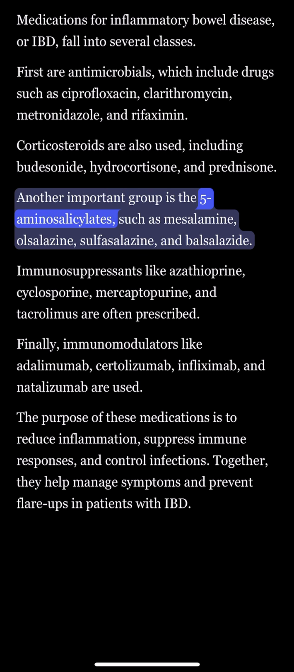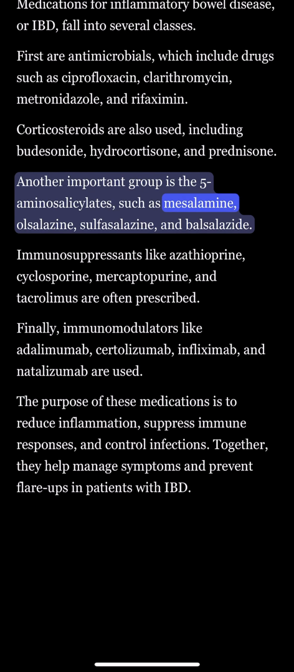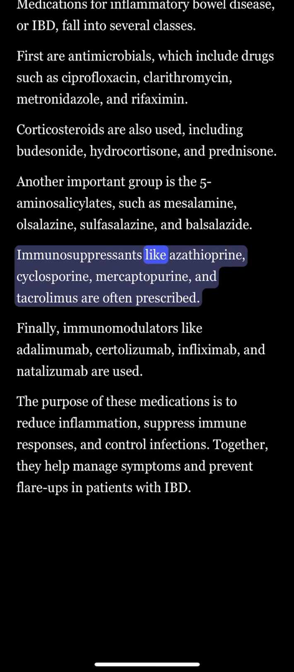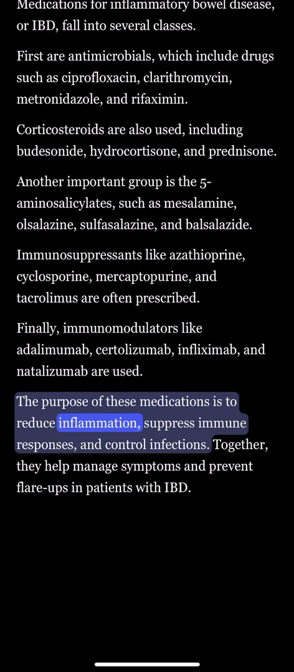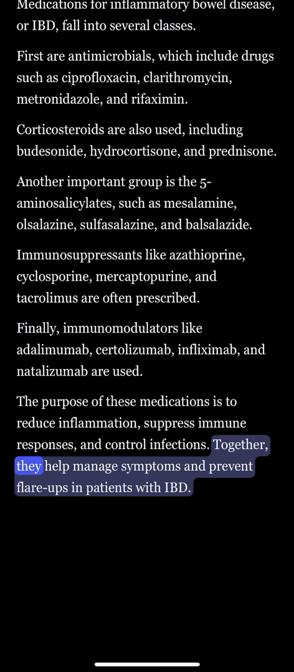Another important group is the 5-aminosalicylates, such as mesalamine, osalazine, sulfasalazine, and balsalazide. Immunosuppressants like azathioprine, cyclosporin, mercaptopurine, and tacrolimus are often prescribed. Finally, immunomodulators like adalimumab, certolizumab, infliximab, and natalizumab are used. The purpose of these medications is to reduce inflammation, suppress immune responses, and control infections. Together, they help manage symptoms and prevent flare-ups in patients with IBD.